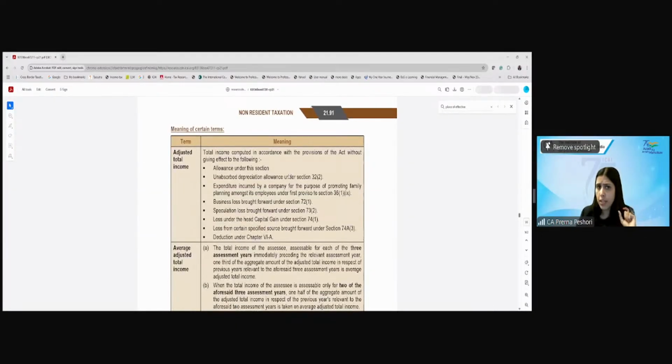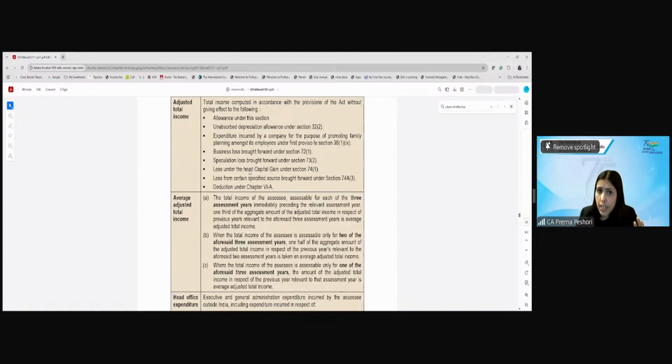Now, what is the adjusted total income? Total income without considering the deduction of unabsorbed depreciation, unabsorbed family planning expenditure, brought forward business loss, speculation loss, capital loss, or specified business loss, or any deduction under Chapter 6A. And the total income will be considered for the 3 assessment years in the case where you have a loss in the current year. So you will consider the average adjusted total income. If it is available for only 2 years, then you'll consider 2.